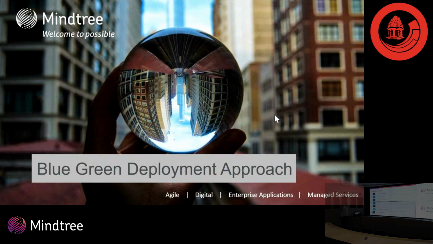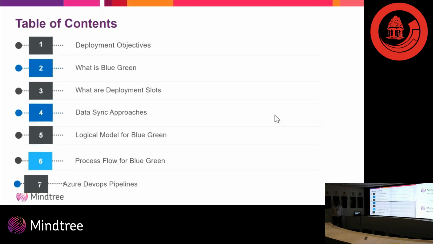Let's talk about the table of contents first. We will talk about the deployment objectives, that is, what are the things that the client generally asks. We talk about what blue-green is, the basic definition of blue-green. We will talk about the deployment slots. I don't know how many of you are aware of this, but this is the basics of the blue-green approach. And we will talk about the data sync approaches. We talk about this in more detail. This is where it took a lot of time to invent how the data sync is going to happen.